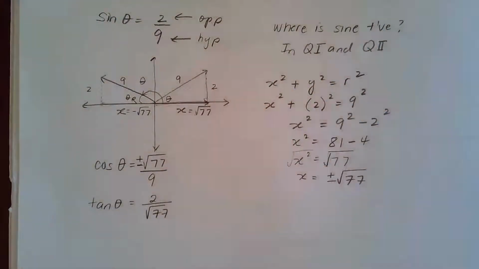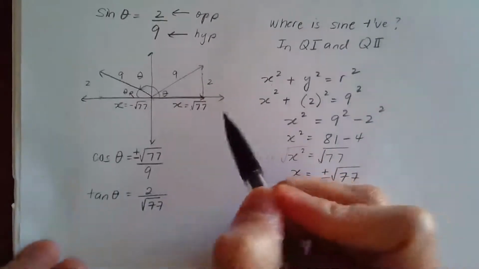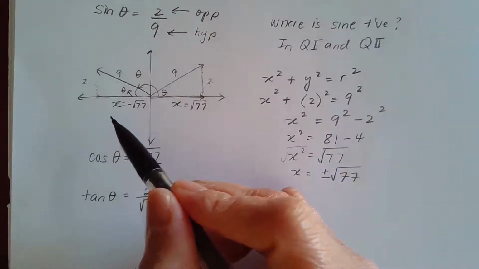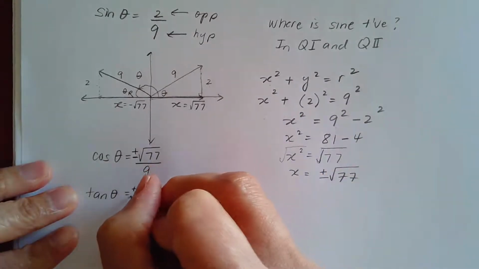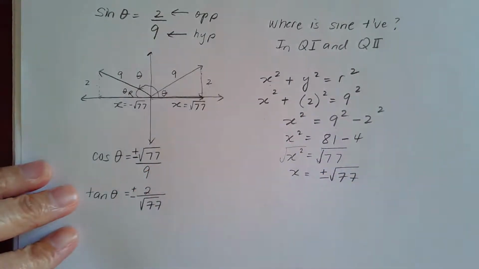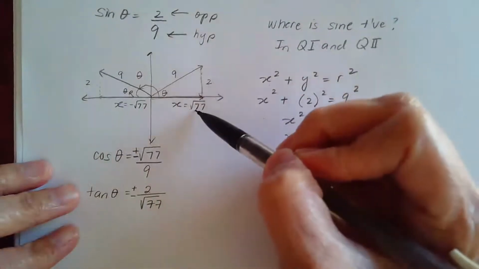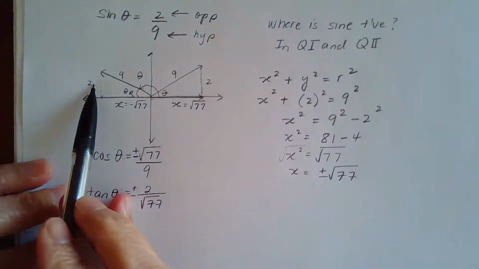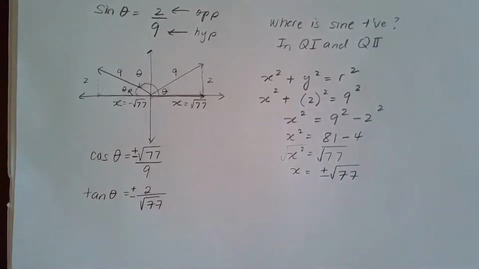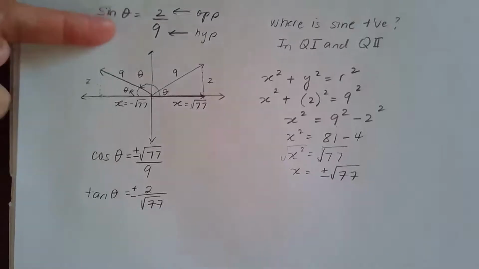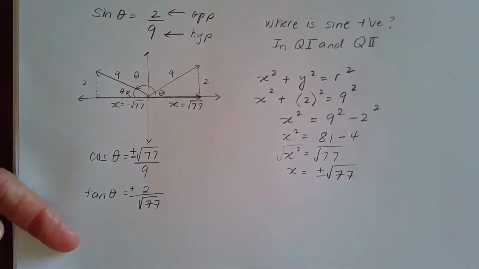We're going to remember here that one is positive and one is negative. So tan could be plus and minus as well, right? Because we have opposite over adjacent, but in this particular case it's opposite over adjacent as well. So it's plus and minus. Tan of theta is equal to plus or minus 2 over root of 77. So we've got the three primary trigonometric ratios.